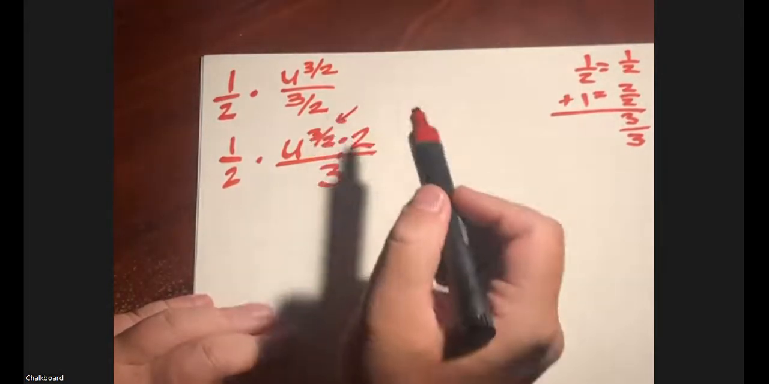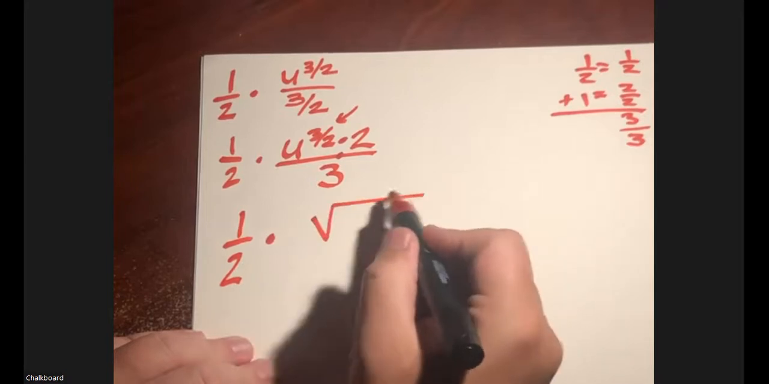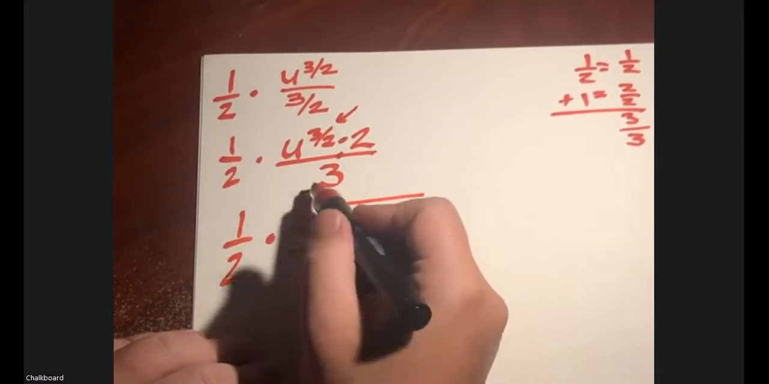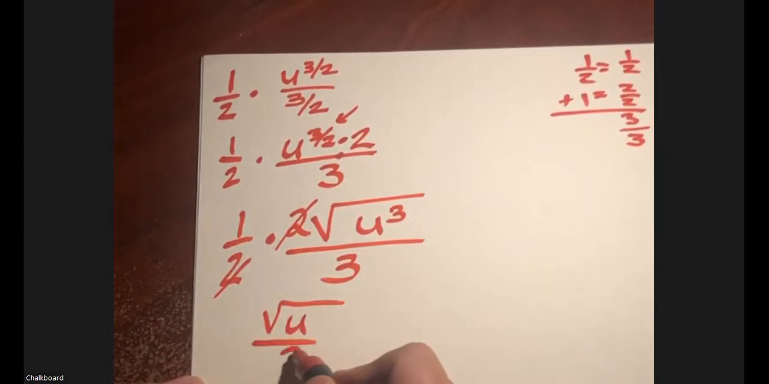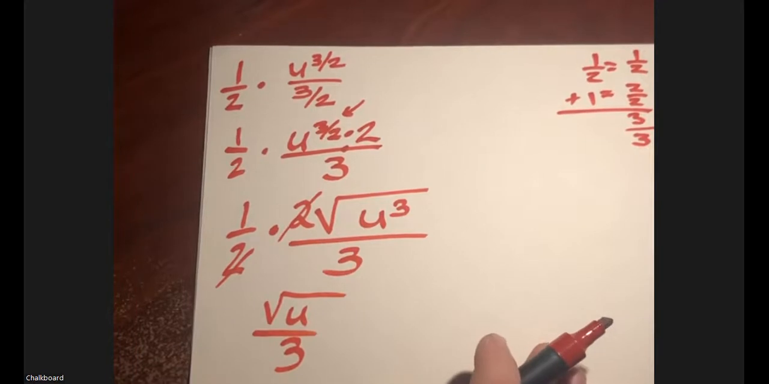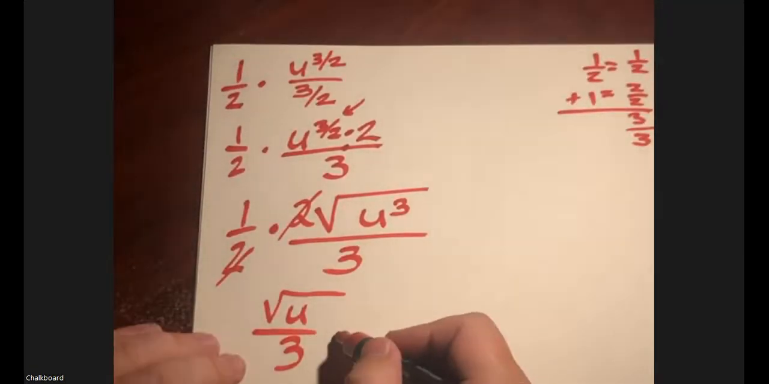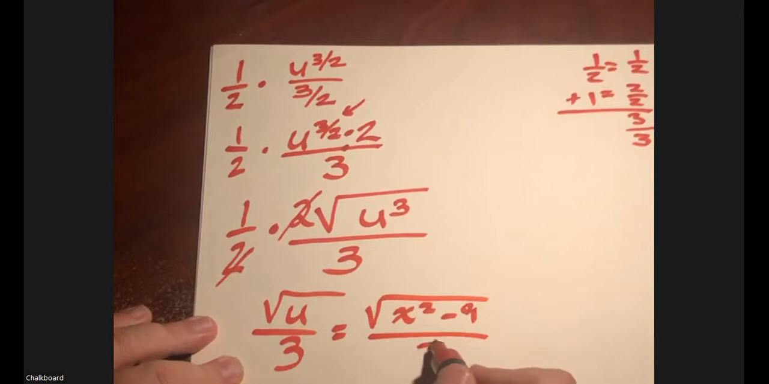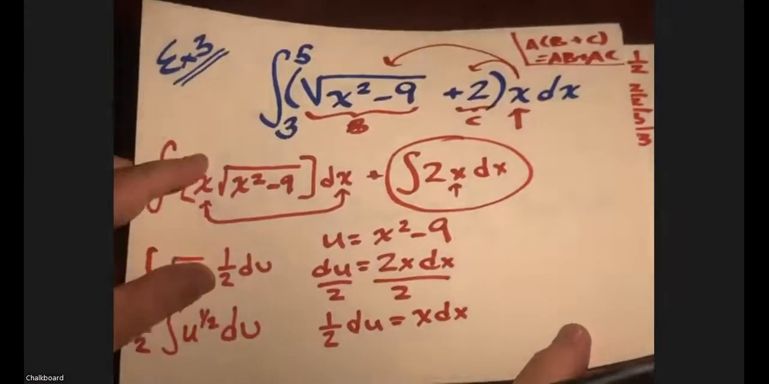And then that 3/2 really means 1/2 times the root of u cubed times 2 over 3. Then I can cancel these out. And now I have the root of u over 3. By the way, what was u? U is x squared minus 9. So now that is the root of x squared minus 9 over 3.